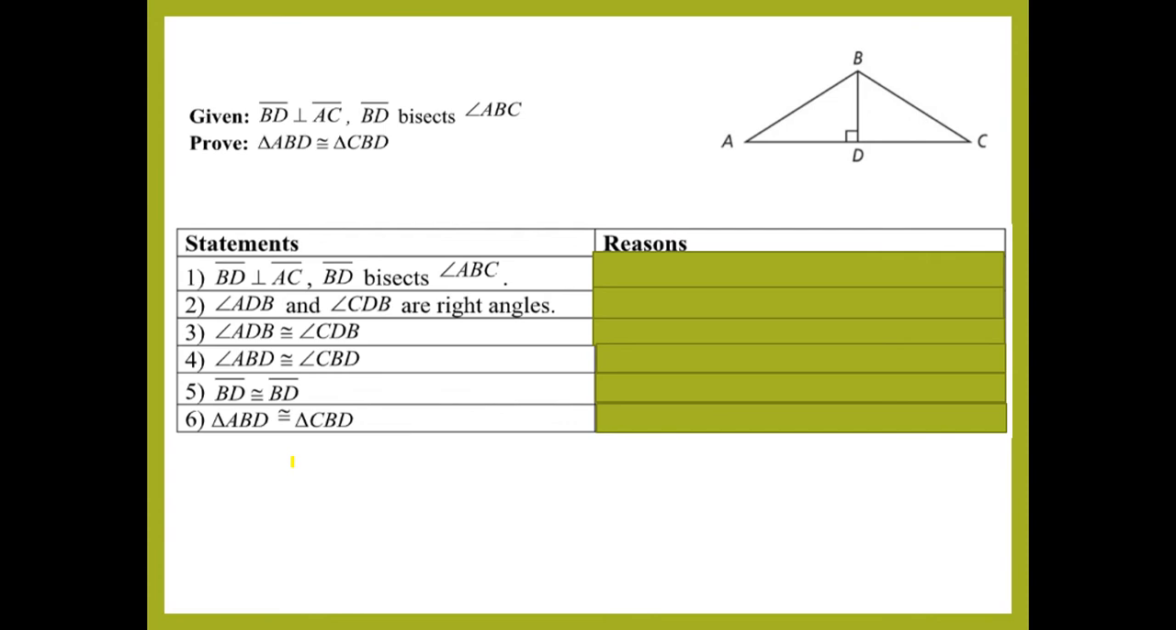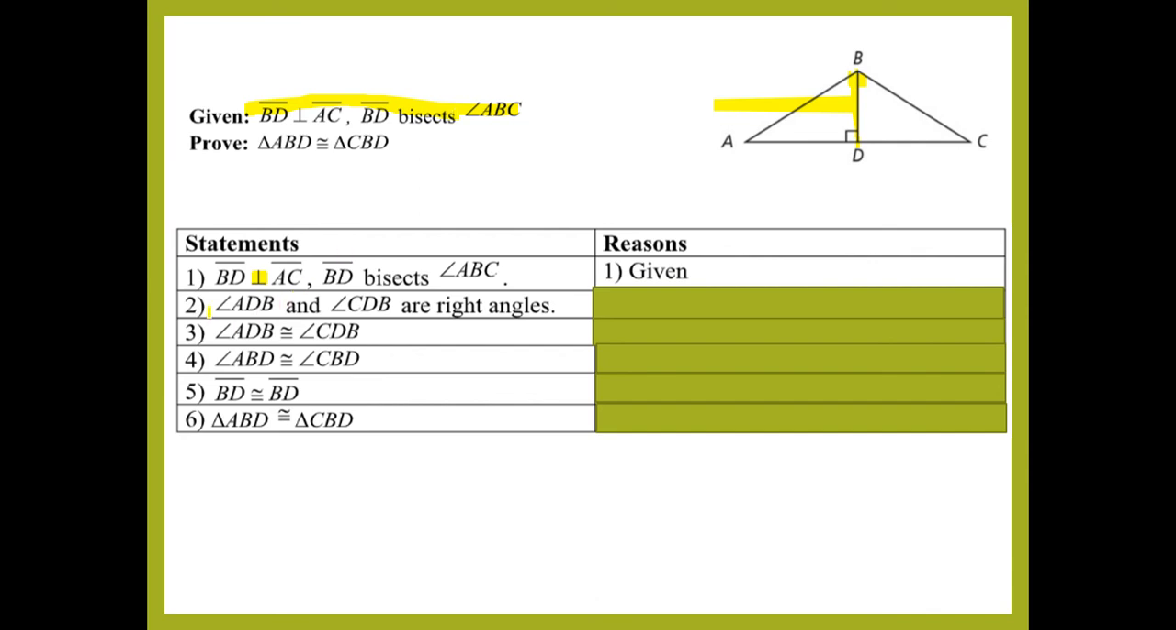One more, we are given that side BD is perpendicular to AC, because this little symbol right here tells us something is perpendicular. We are also told that side BD, this side right here, bisects our angle ABC. So ABC, this big angle right here. It bisects it or cuts it completely in half. The reason we know this is because it was given to us at the beginning, way up here.